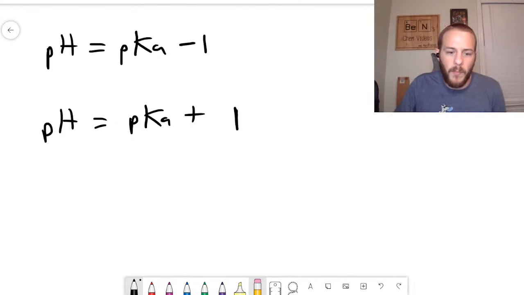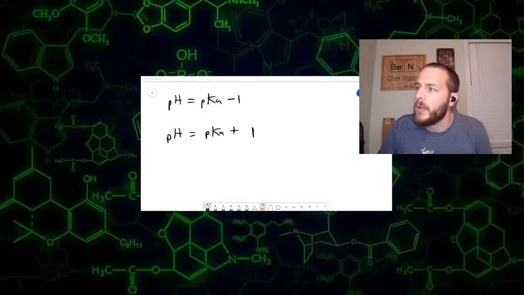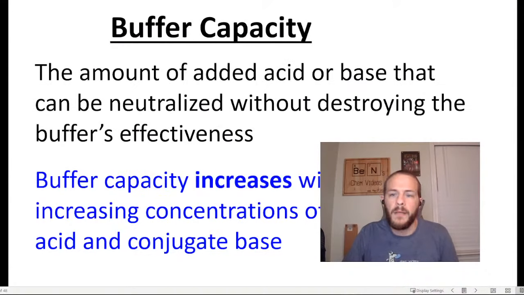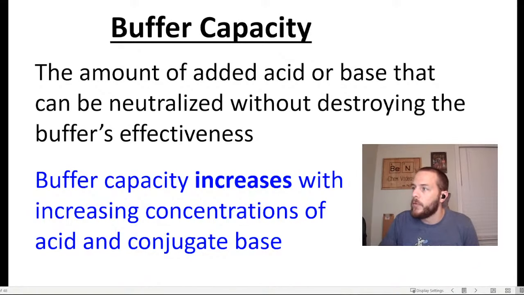So let's go back to the PowerPoint real quick. We have just a couple more things to talk about before we wrap it up for the night. And one of those things is buffer capacity, right? So buffer capacity refers to the amount of base or acid that you can add to that buffer without destroying the effectiveness of the buffer.